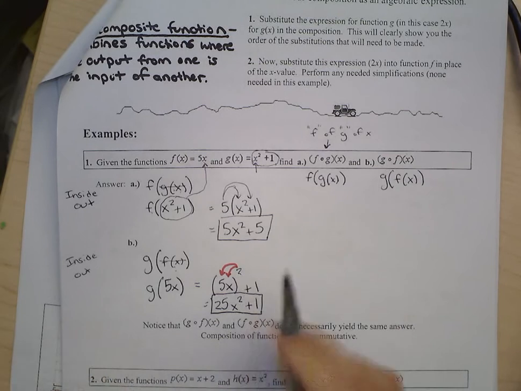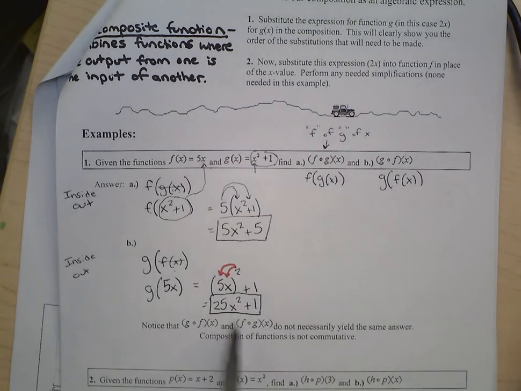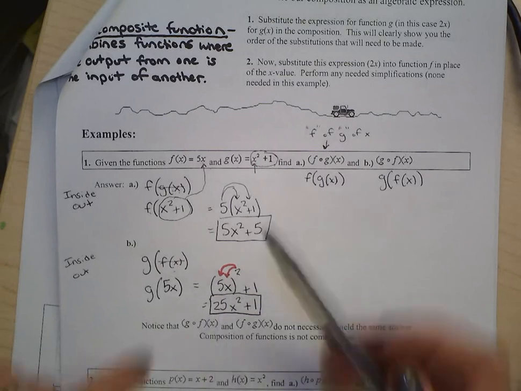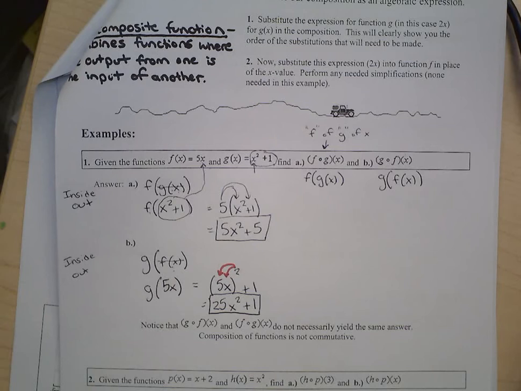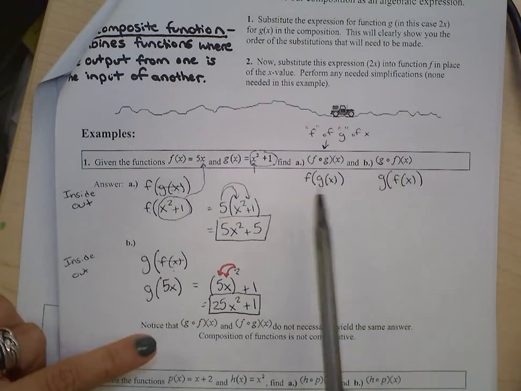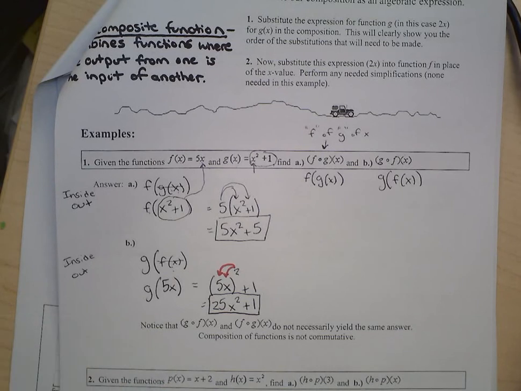Don't forget to actually distribute that squared term to the 5 and the x. A common mistake is students just say 5x squared. But I'm squaring that entire 5x term. Notice that when you switch the order, it's not necessarily the same answer. So composition of functions is not commutative.